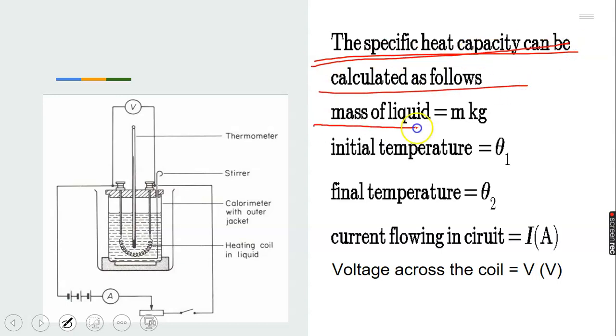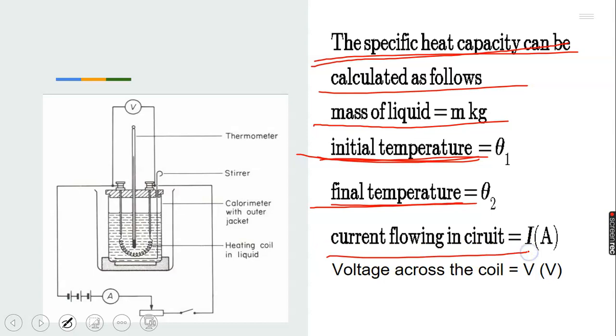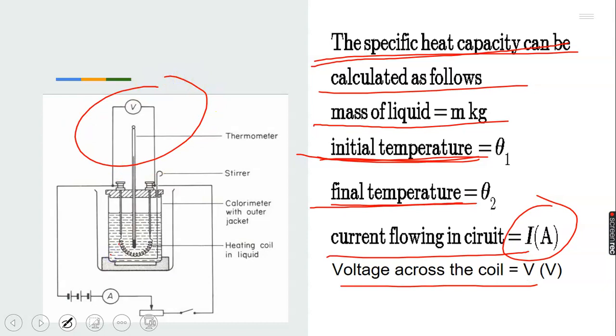You have to know the mass of the liquid, the initial temperature before the heat was supplied, the final temperature when the heat was supplied, and the current I flowing in the circuit, and the voltage across the coil. This is the coil, you can see. Just like when you have a boiling ring, you are boiling water. This is the water, this is the thermometer to measure the change in temperature, and this is the circuit.